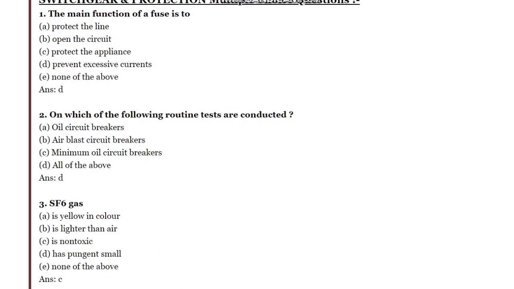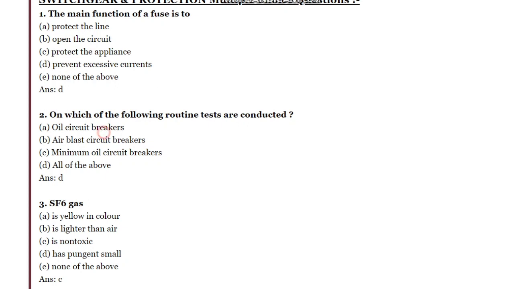Welcome students. Now let us see some important MCQs of elements of electrical material. Last unit is protective devices and switchgear. The main function of a fuse is what? It is to prevent excessive current.